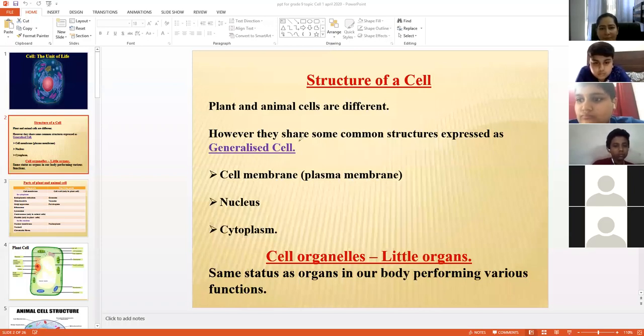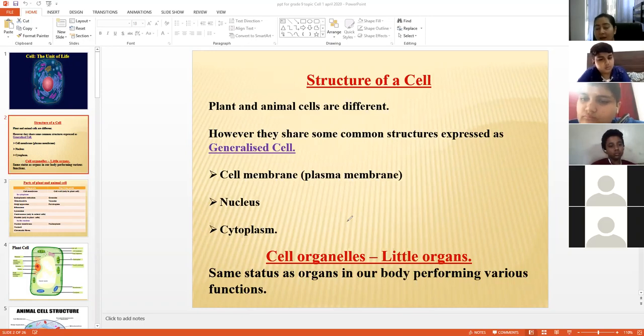Children, can you see a pencil which is moving on the slide? Yes, ma'am. Okay. Now, if I want to highlight something, I'll just go to that point and use this highlighter.